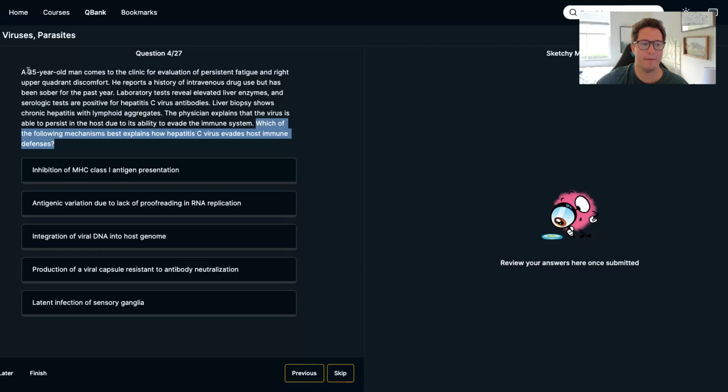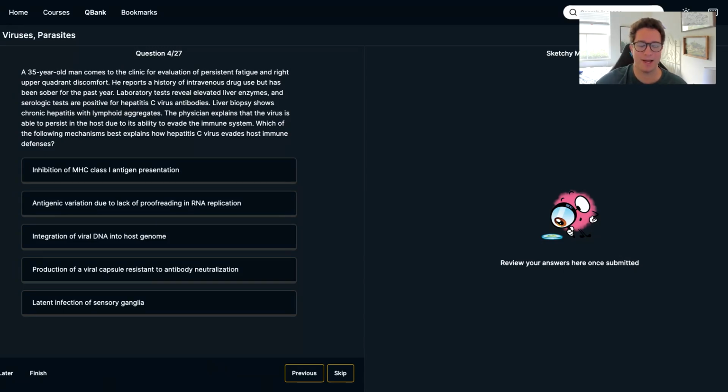So, a 35-year-old man is here for persistent fatigue and right upper quadrant discomfort. He has a history of IV drug use, but has been sober for the last year. His LFTs, or liver enzymes, are elevated, and they tell me serologic tests are positive for hep C antibodies. They do a liver biopsy showing chronic hepatitis. The most common form of hep C is chronic.